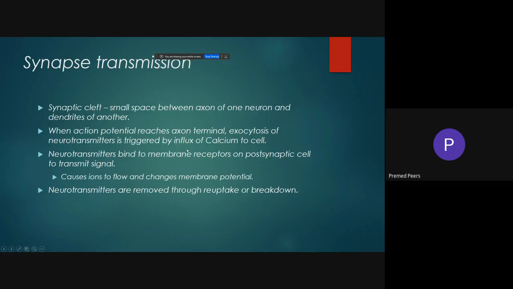So that's electrical transmission. Now what happens next? So now we've done this wave.